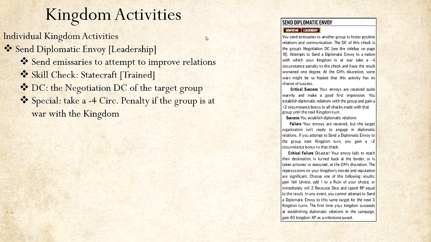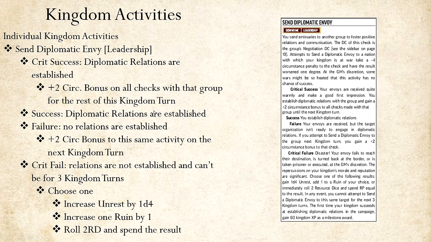Send diplomatic envoy. You attempt to send emissaries to attempt to improve relations with another group. The skill check for this is statecraft, and you must be trained in order to attempt it. The DC is equal to the negotiation DC of the target group. And as a special rule, you take a -4 circumstance penalty to this check if that group is actively at war with the kingdom. If you critically succeed, you establish diplomatic relations with the group.